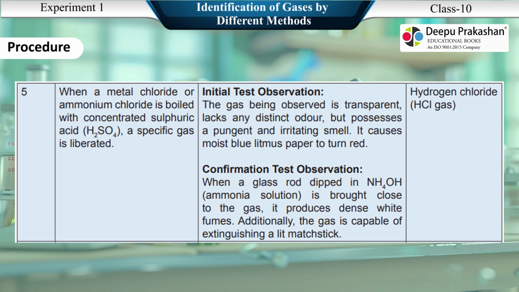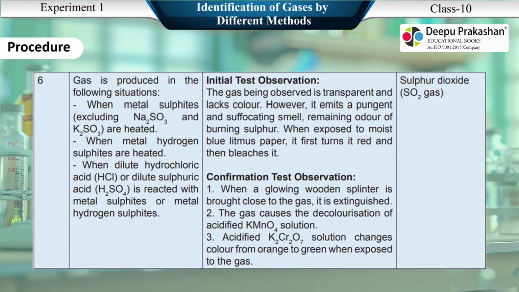Confirmation test observation: when a glass rod dipped in ammonia solution is brought close to the gas, it produces dense white fumes. Additionally, the gas is capable of extinguishing a lit matchstick. Hydrogen chloride gas. 6. Gas is produced in the following situations: when metal sulfides, excluding Na2SO3 and K2SO3, are heated.